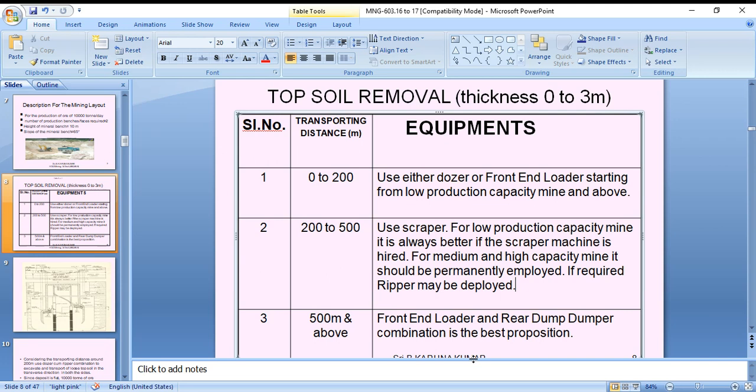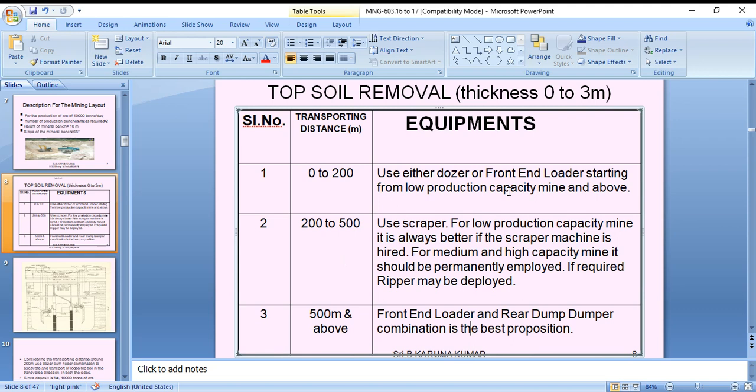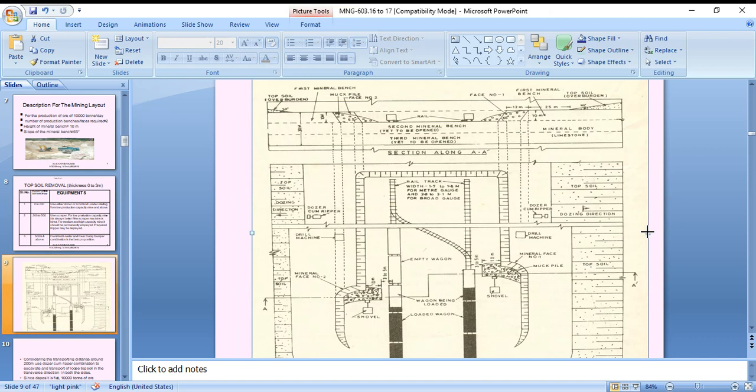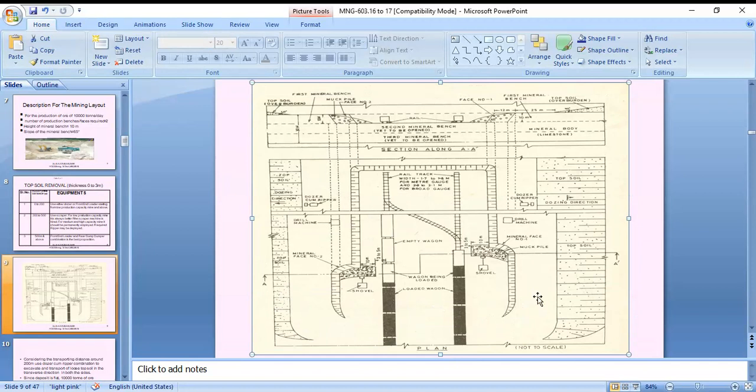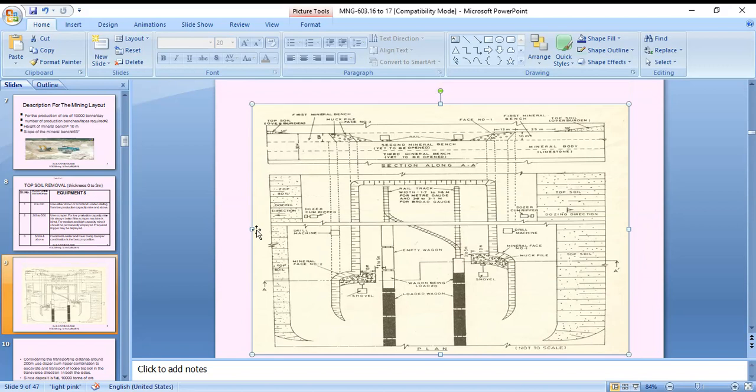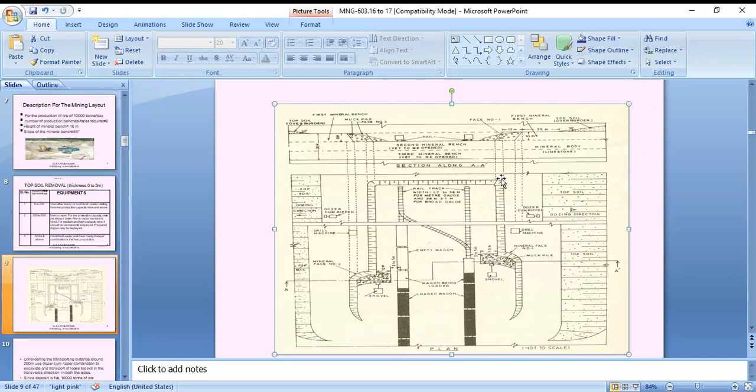Right, this is the condition. Coming to the complete layout, this is the complete layout of the mine. Right, it is very clear. Now it is clear. So now more visibility is there here. Now one by one we will explain here.